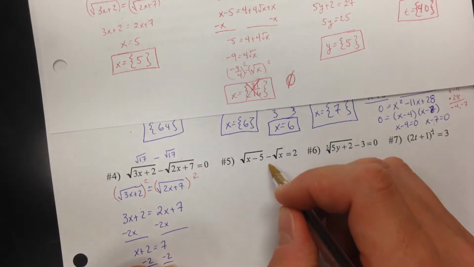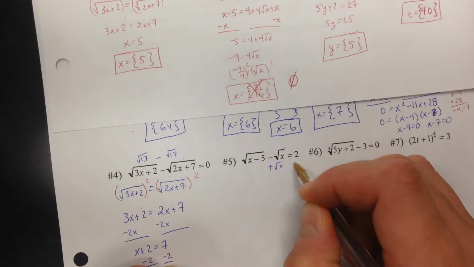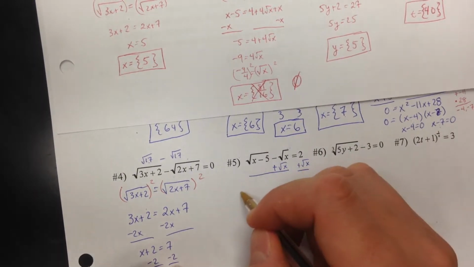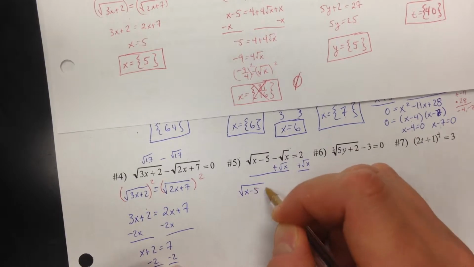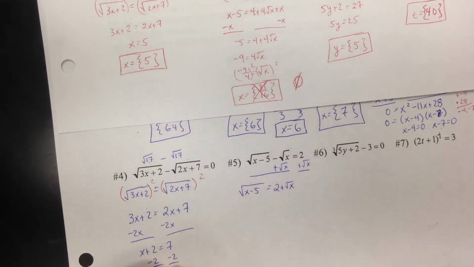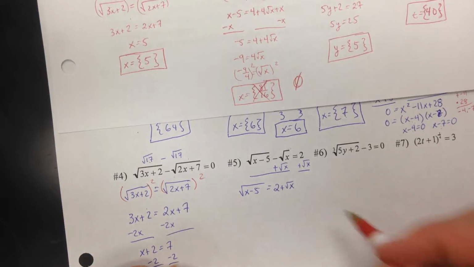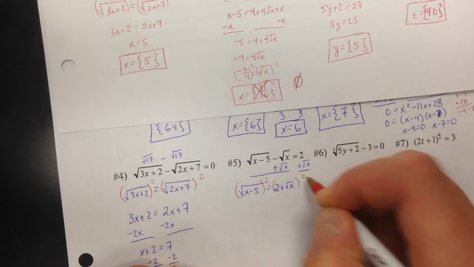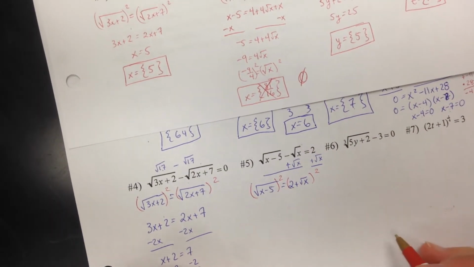So let's move that negative root x to the other side. We're going to add it. And so what that gives us, we get square root x minus 5 equals 2 plus square root of x. Okay, now to get rid of the square root, we have to square both sides. You always have to do this to both sides.